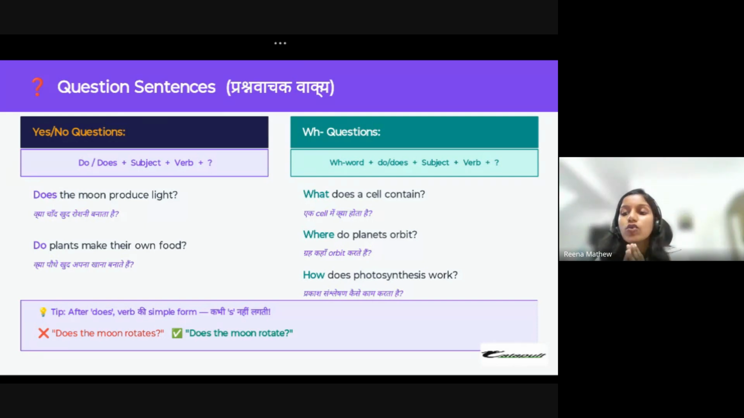So remember, why did we learn WH words? Why did we learn WH questions? There are two types of questions. We have yes or no questions and WH questions. What is the difference? I have told you this in the previous class, when I taught you the five WH words.